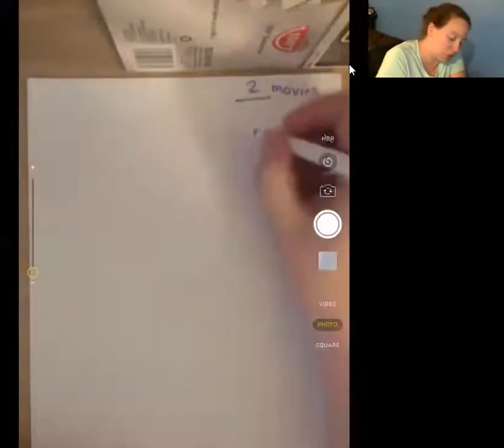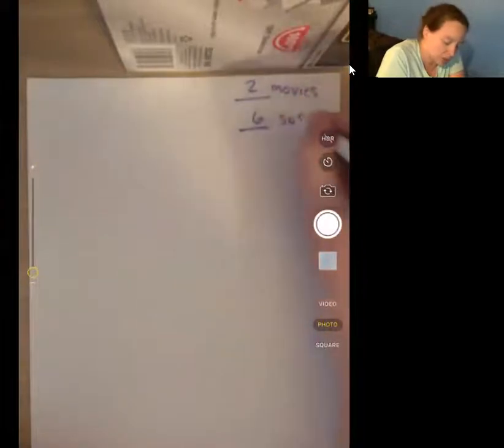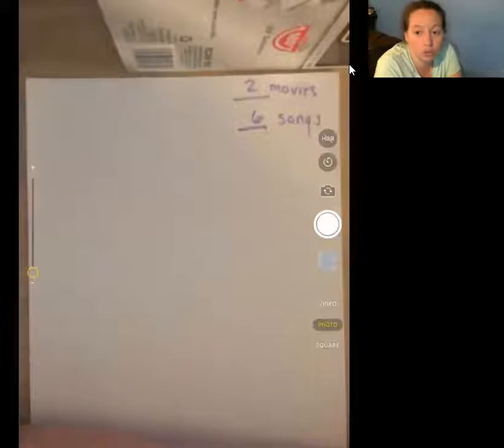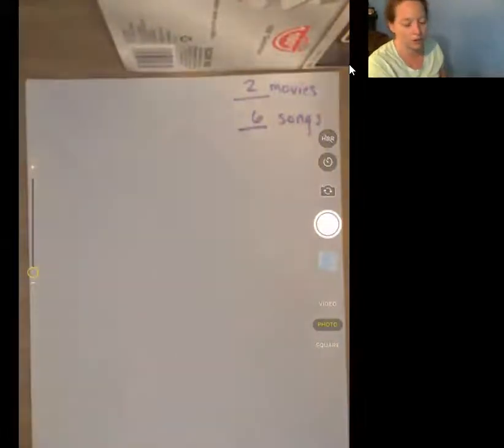And then, how many songs does Well purchase each week? And it says that outright, 6 songs. So that goes over into our purple box. 2 movies, 6 songs. Step 1, use the 2 rules given in the problem to generate the first 4 terms in the sequence of the number of movies and the sequence of the number of songs.